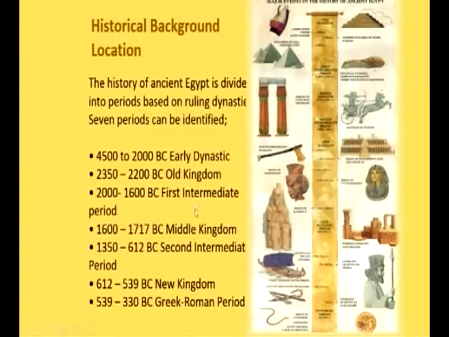We have talked about these 7 periods: the early dynasty, old kingdom, and first intermediate period, middle kingdom, second intermediate period, new kingdom, and the Greek and Roman period.